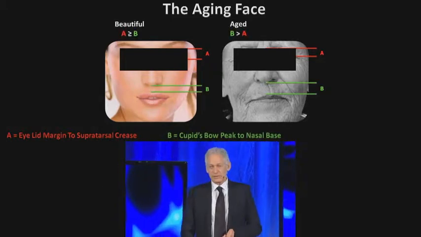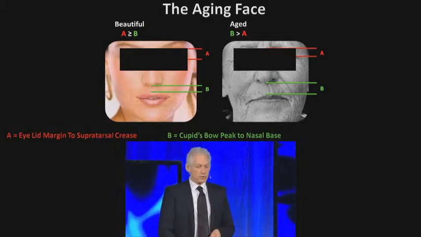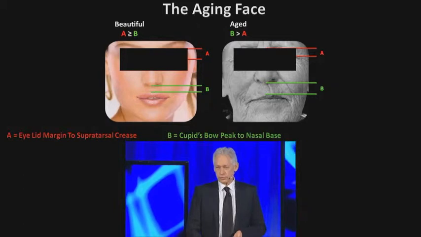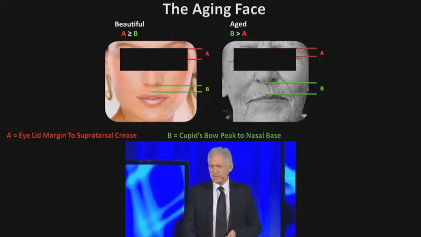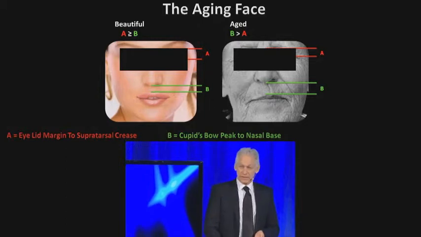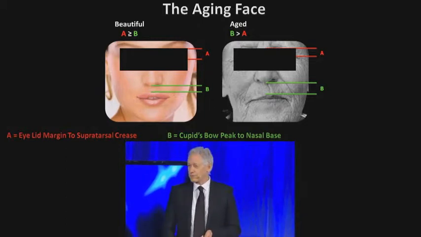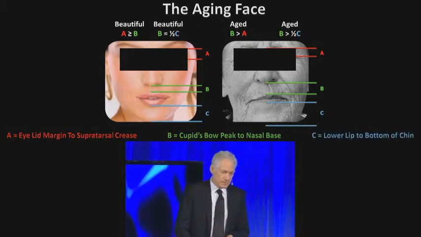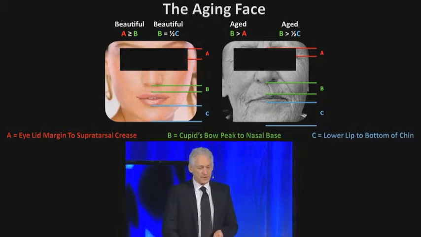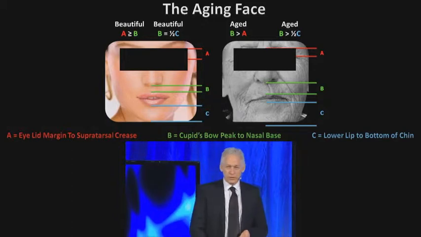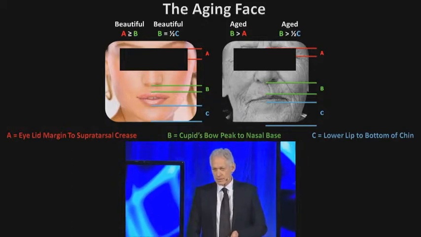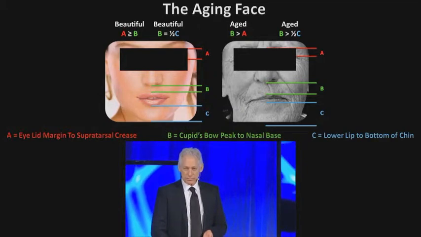B, which is the distance from your base of the nose to the cupid bow, in a beautiful young face, it's short. It gets longer as the face ages. It also gets older with implants, and we never addressed it. When you look further, the distance B in a beautiful face is always close to 50% of distance C. In an aged face, it changes.